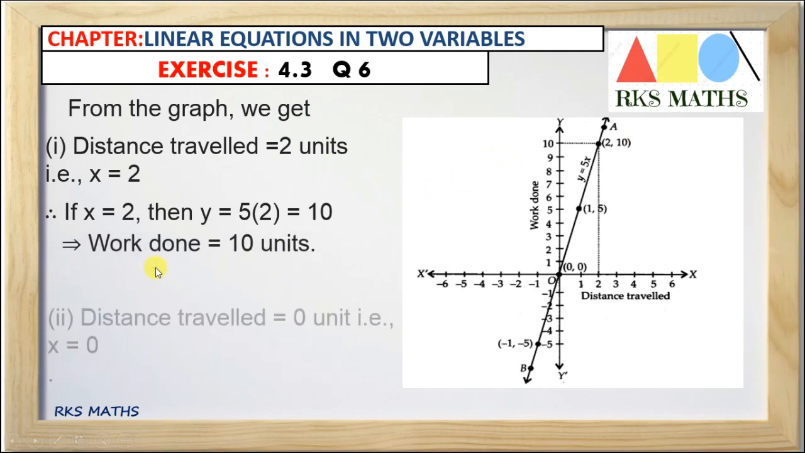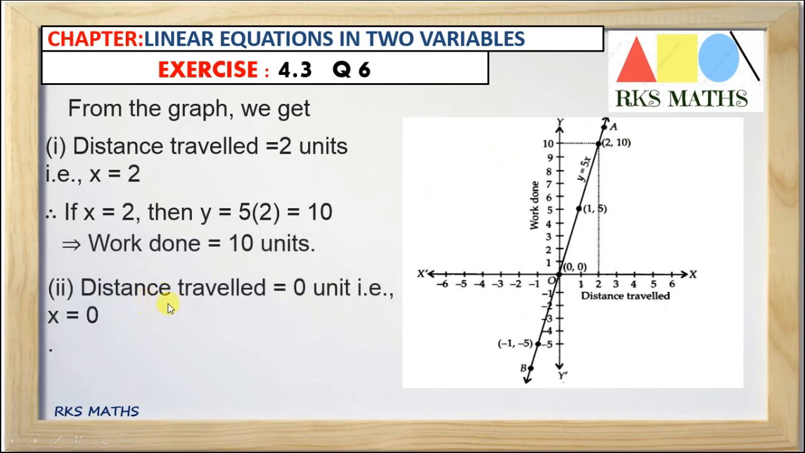In the second part, it has been asked that if the distance traveled is 0, then what will be the work done? Student, when the distance traveled is 0, you can see that work done is also equal to 0. You can also verify that if x is equal to 0, then y is equal to 5x, that is 5 into 0, comes out to be 0. So student, here the third part is completed, in which you can clearly see that we can interpret many values from the graph.